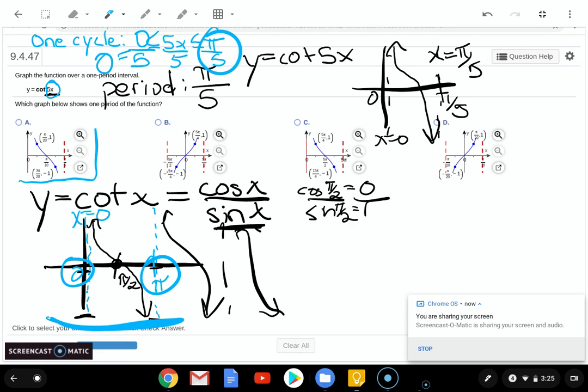So this graph looks good. And that's one of these choices. A is the one that has the cycle going from 0 to pi over 5 with the decreasing shape that we know the cotangent graph has. See, this one here is increasing. This one's decreasing, but it's got that asymptote in the wrong place.